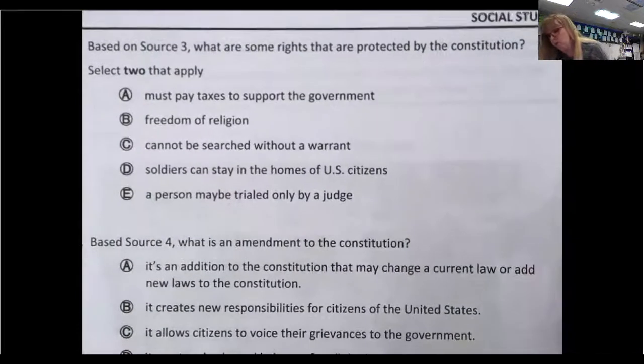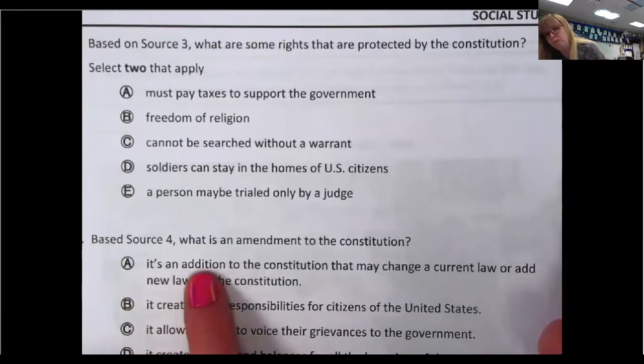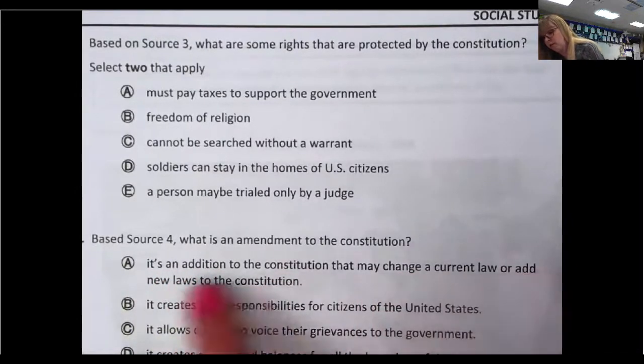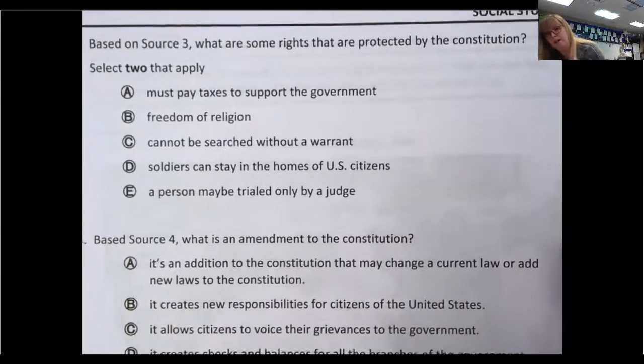Based on source 4, what is an amendment to the Constitution? It's an addition. Remember I told you amend means to add or change. So it's an addition to the Constitution that may change a current law or add new laws to the Constitution. It's A. Number 5 is A.